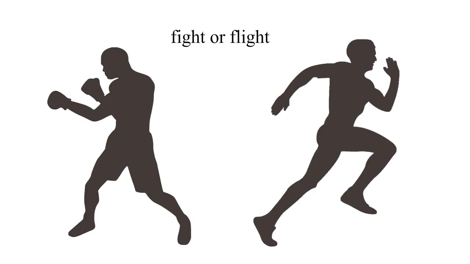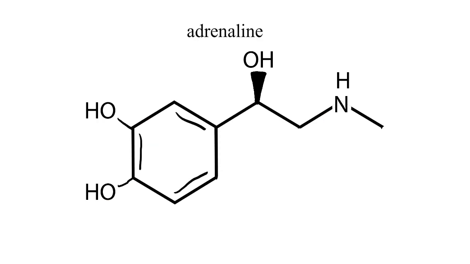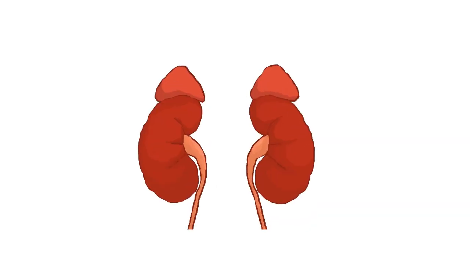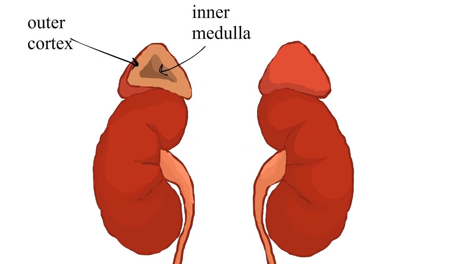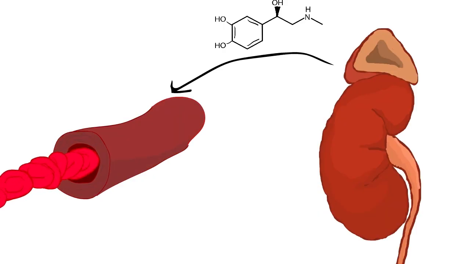In our body's response to stress, the sympathetic nervous system triggers the fight or flight mode, releasing a powerful chemical known as adrenaline. Atop our kidneys sit the adrenal glands, with an outer cortex and an inner medulla. The sympathetic nervous system signals for the medulla to release adrenaline into the bloodstream.